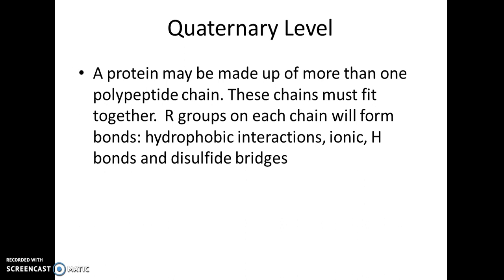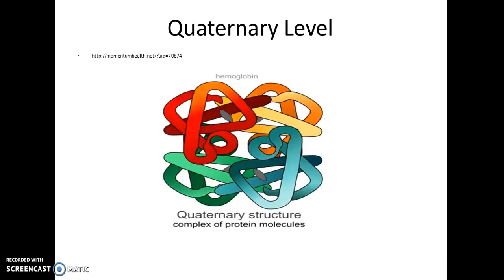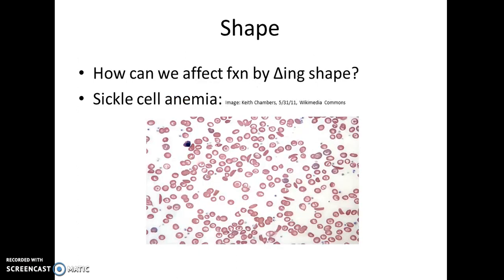Now, hemoglobin is made up of 4 polypeptide chains. We have 2 alpha chains and 2 beta chains. And so we get something that looks like this crazy thing right here. This is hemoglobin. That's called the quaternary level, when polypeptide chains fit together. So how can we affect the shape of a protein just by a simple change in the amino acid sequence?